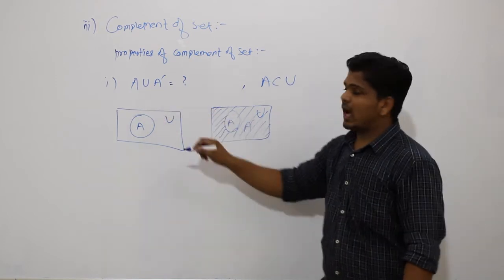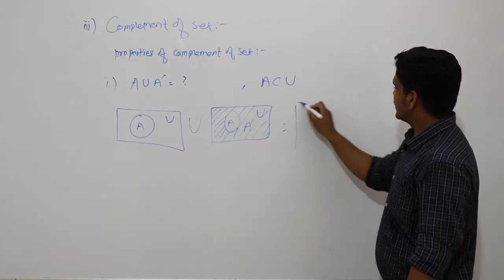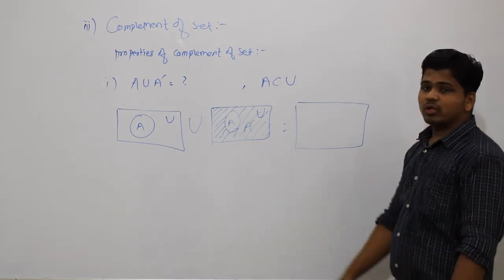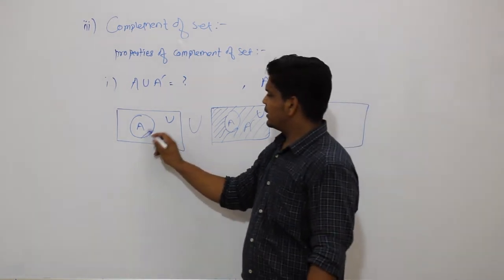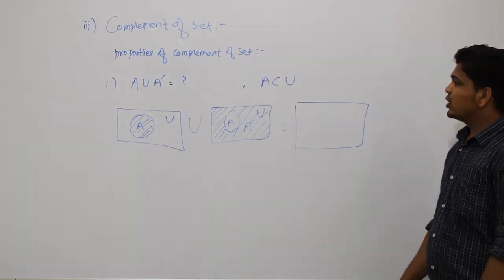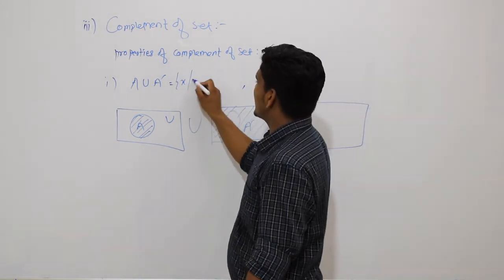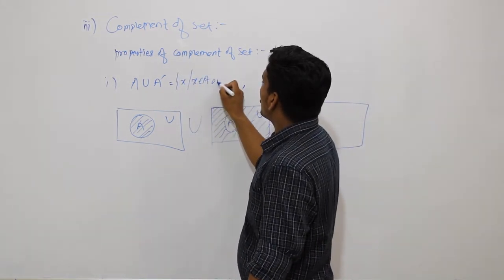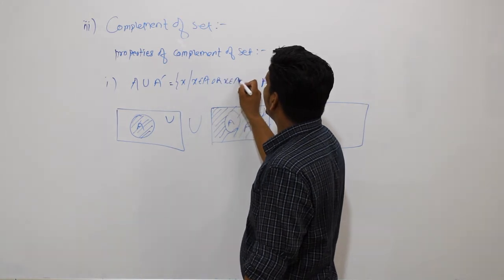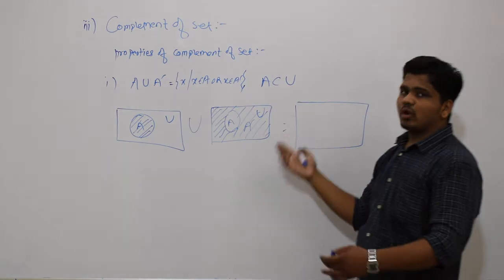Now what I will take? I will take the union of them. What will its union be? That we will see here. Here A is nothing but all these things. What does the union consist of? Union consists of all those elements X such that X belongs to A or X belongs to A dash. Means you will take X belonging to either A or A dash.